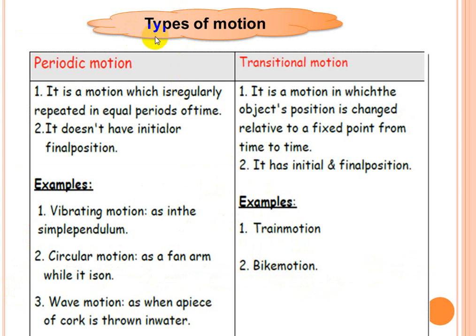Types of motion. There are two types of motion: periodic motion and transitional motion. Periodic motion, such as a pendulum. When you pull a pendulum and leave it, you find that it moves to the left and right. It moves repeatedly and regularly at equal periods of time, so it's known as periodic motion.